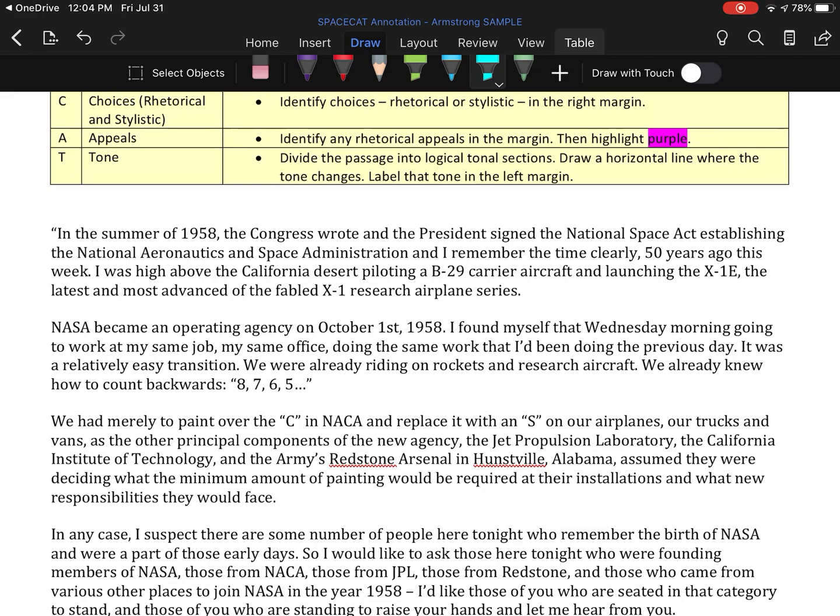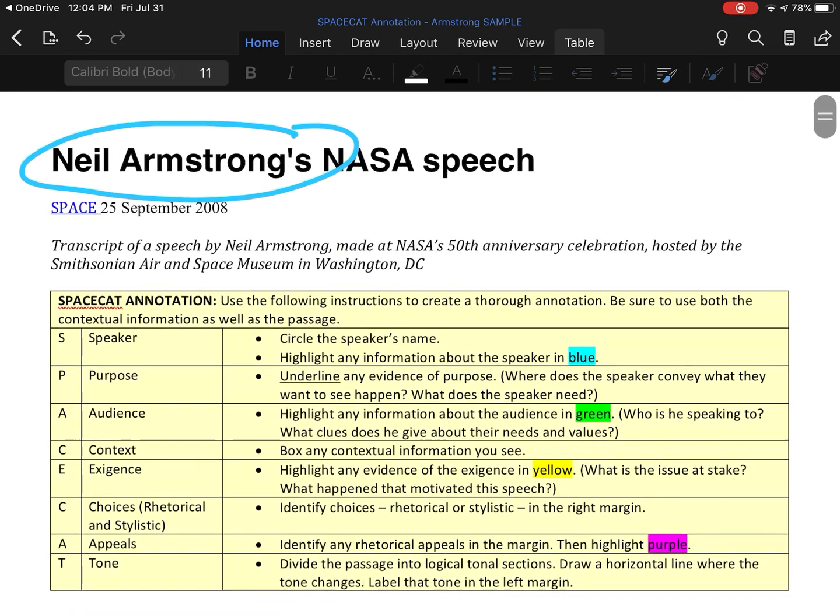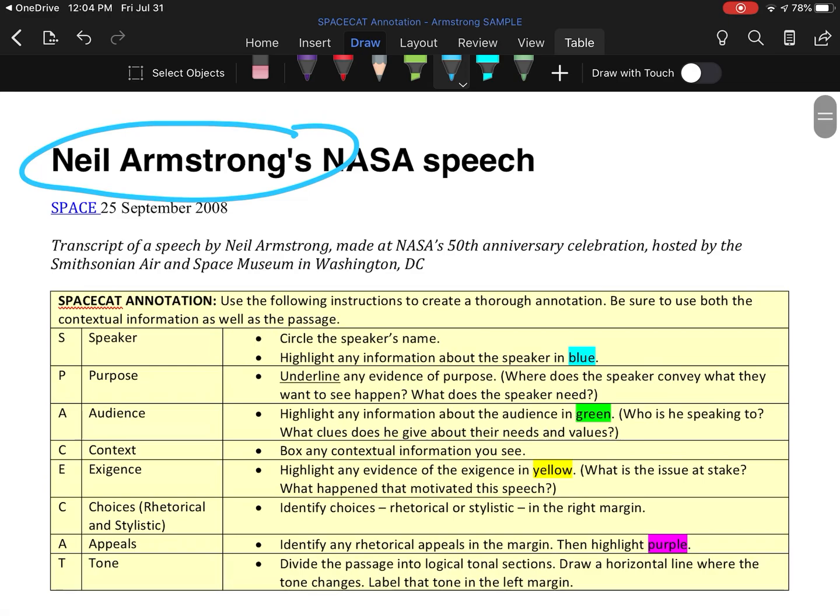He was piloting the carrier craft and launching the X-1E. He was already riding rockets and research aircraft. These are just background information about what he was doing. So those would all be attributed to speaker because that is information about Neil Armstrong. Now, we all know more than that, I would hope, about Neil Armstrong, so I'm going to add some notes too for my annotation. And obviously, I know he is the first man on the moon.